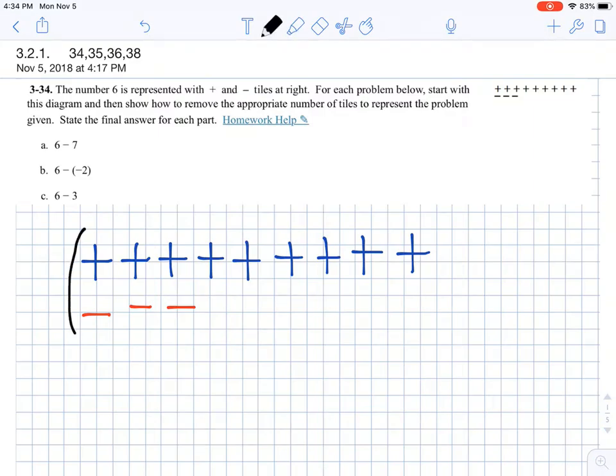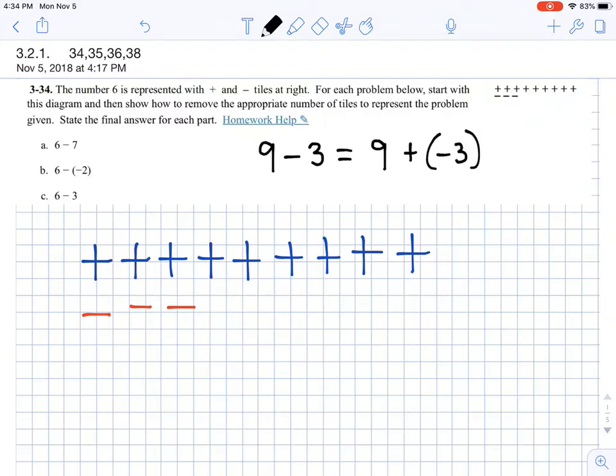So if you look at these two together, 1 plus and 1 minus, they cancel each other out to make a 0. And this plus and this minus cancel each other out to make a 0. And this plus and this minus cancel each other out to make a 0. And then you're just left with 6 positives, so the answer is 6. You could look at it as 9 minus 3, because we have 9 pluses and 3 negatives. And remember, if you do 9 minus 3, you could also write that 9 plus a negative 3.